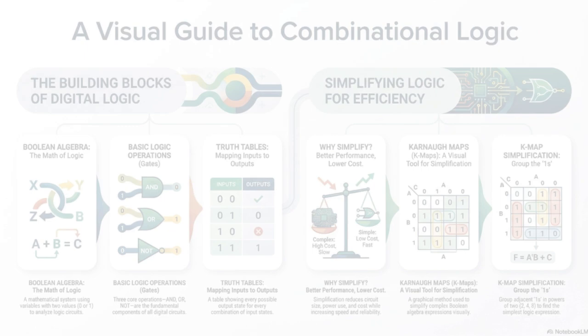Incredible. It moves from abstract math to this highly visual, strategic optimization. So now that we understand simplification, let's look at the physical components that use this logic, starting with universal gates. We're talking about NAND and NOR gates. They're called universal gates because mathematically, any Boolean function, no matter how complex, can be built using only NAND gates. Or only NOR gates.